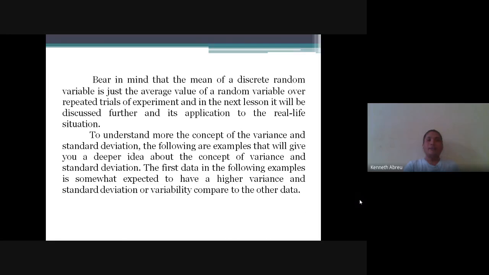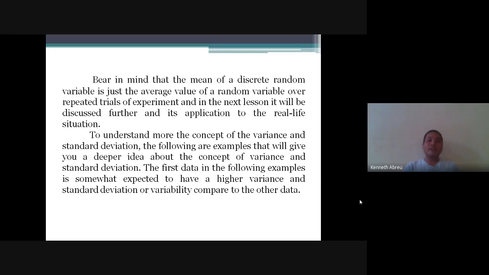Bear in mind that the mean of the discrete random variable is just the average value of the random variable over repeated trials of an experiment. And in the next lesson, it will be discussed further in its application to real-life situations. So to understand more the concept of the variance and the standard deviation, the following are examples that will give you a deeper idea about the concept of variance and standard deviation.